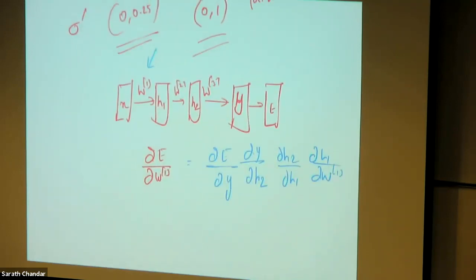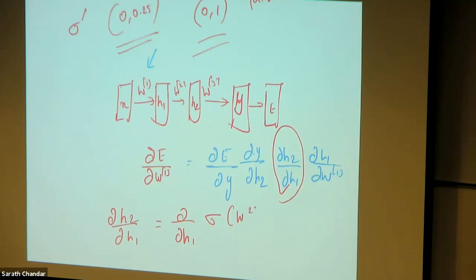Now you look at this particular entry, ∂H2/∂H1. This is nothing but ∂/∂H1 of, let's say, sigmoid activation function, sigma of W2H2 plus bias. Now this is going to be sigma dash multiplied by W2, right? So this particular entry has a sigma dash. Similarly, every entry is going to have one sigma dash, for every layer.